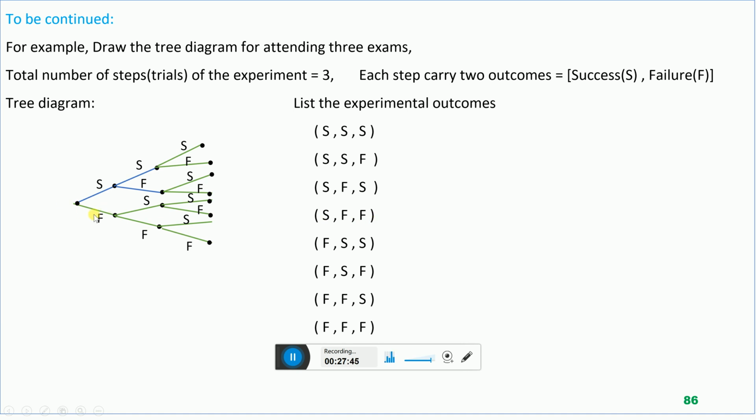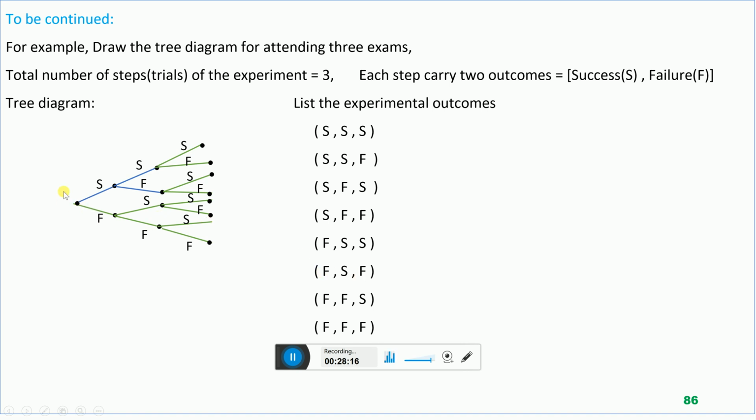Now we will follow this path. Start from this break point, move onward on the path to the rightmost node and we come here. This is the rightmost node. So this path carries three outcomes: fail, success and success. We list fail, success and success. Now we follow again this path from here and move to this rightmost node. So this carries fail, success and fail.